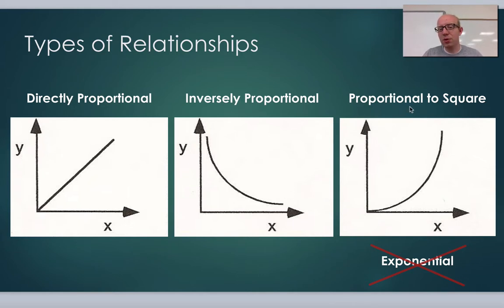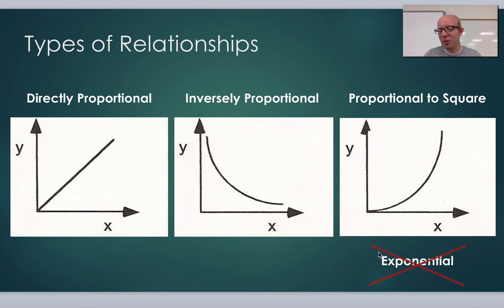All right, and then the last one you'll see quite often is what we call proportional to the square, meaning that as one goes up, the other one goes up with the square of that value, meaning it increases more quickly than the other. Please avoid using the word exponential. It's not an exponential graph. It looks like it. They both have kind of that U curve shape to them. But an exponential graph is actually much different than proportional to the square, and it's quite rare to see that relationship in physics.